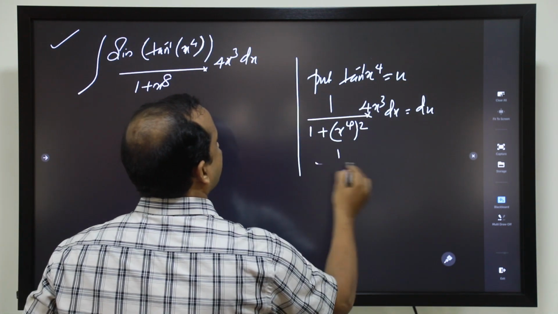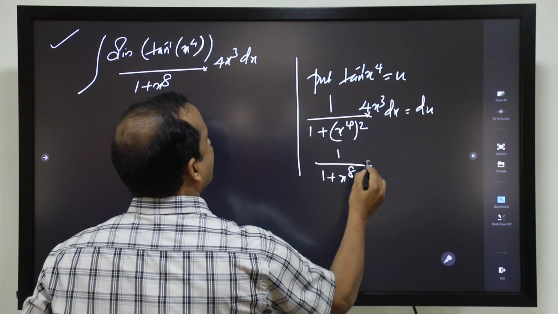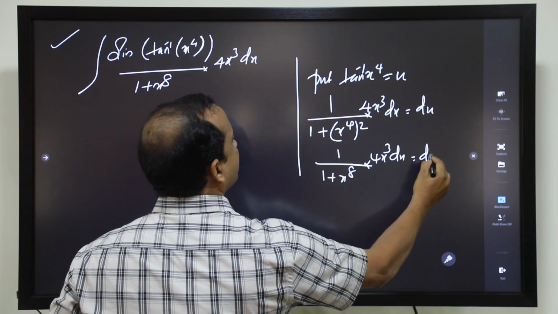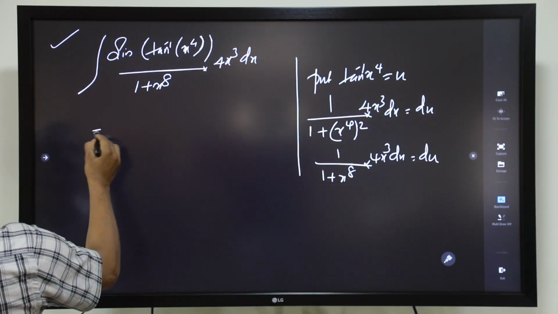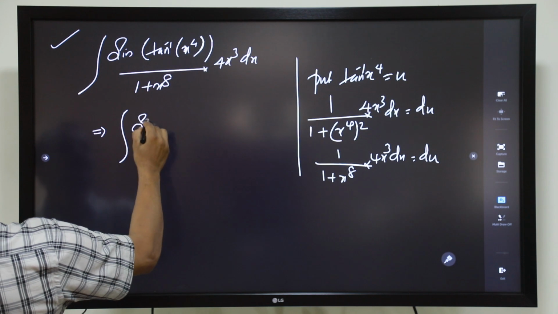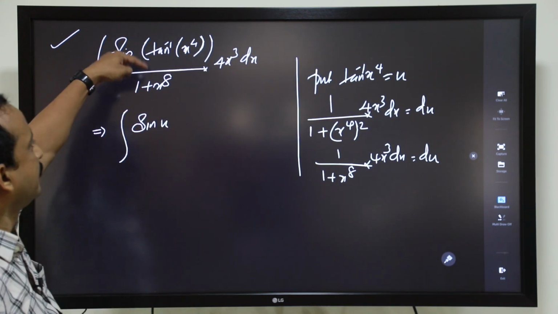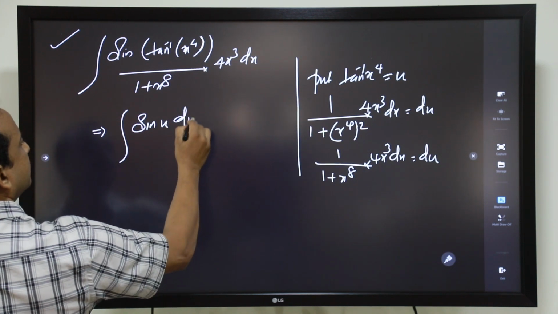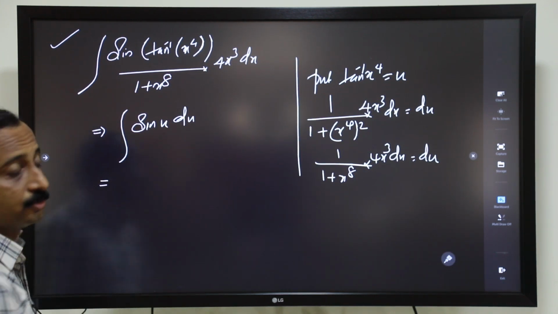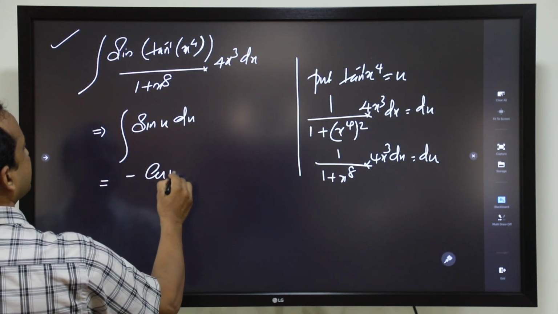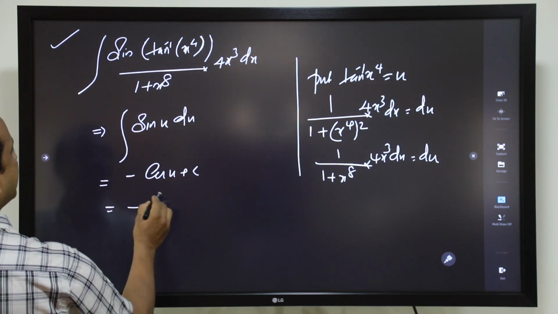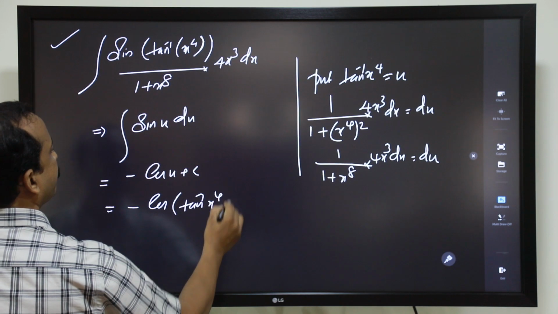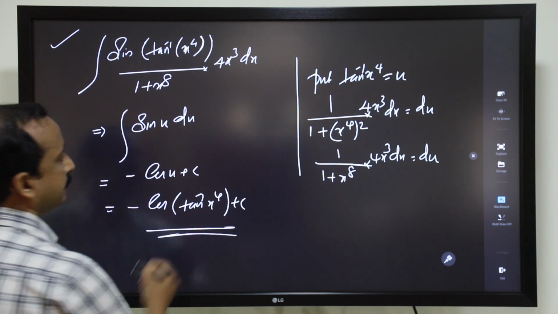That is 1 divided by 1 plus x raised to 8 into 4x cube into dx is equal to du. And therefore our function changes to sin u du. You know the integral value of sin u is minus cos u, that is minus cos u plus c, which is equal to minus cos of tan inverse x raised to 4 plus c.